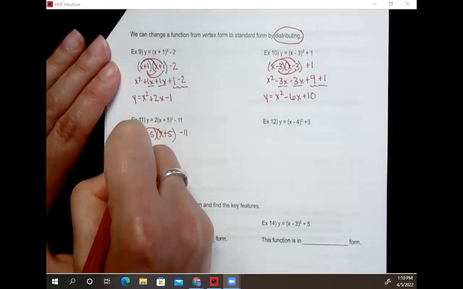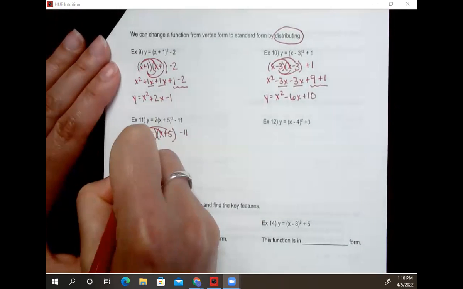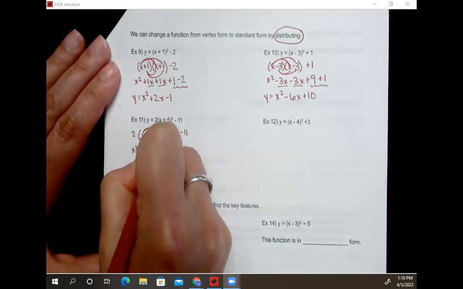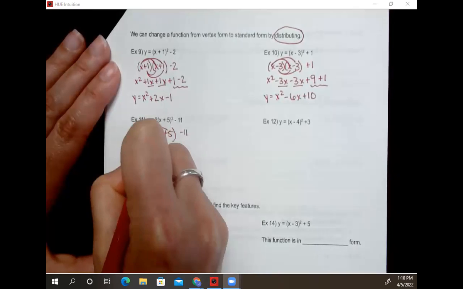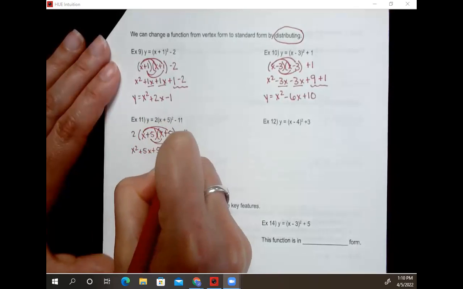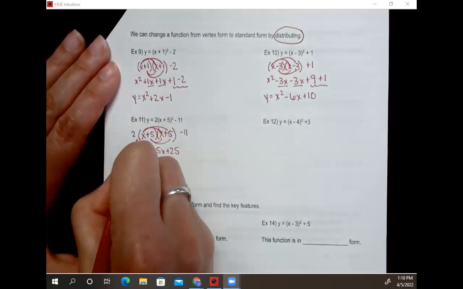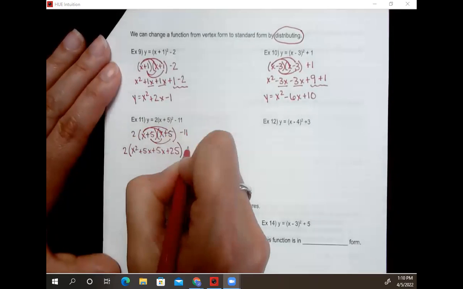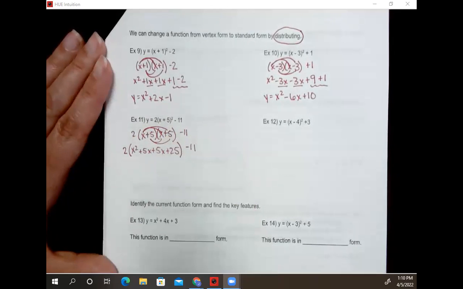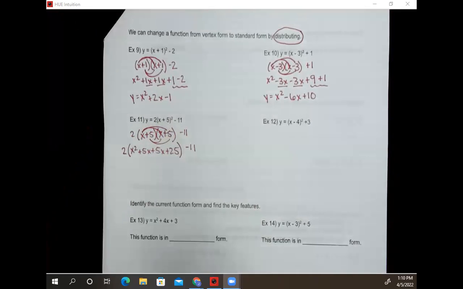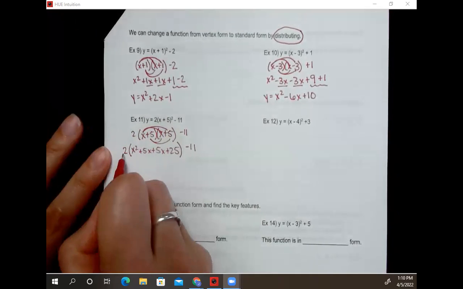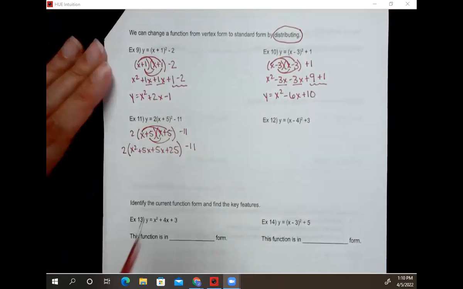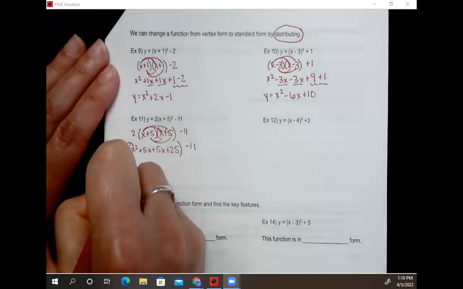X times x is x squared plus 5x plus 5x plus 25. And now I've got 2 times this stuff, so I'm going to write that here, 2 times this stuff. And then we've got minus 11 at the end. Just like I said for the last couple of problems, I'm not going to worry about combining like terms until I'm all done multiplying. I'm not done multiplying yet. We have this 2 in front that we need to multiply now. So I'm going to distribute the 2 to everything in parentheses.